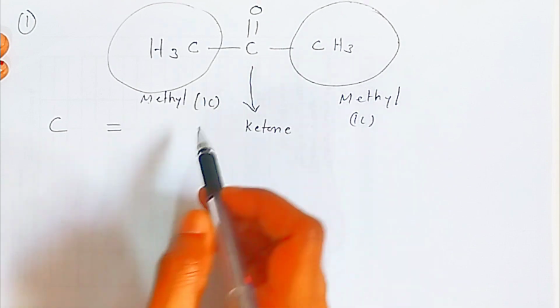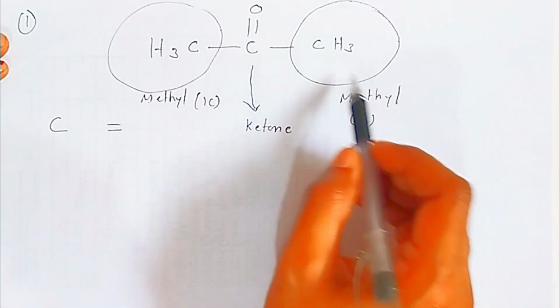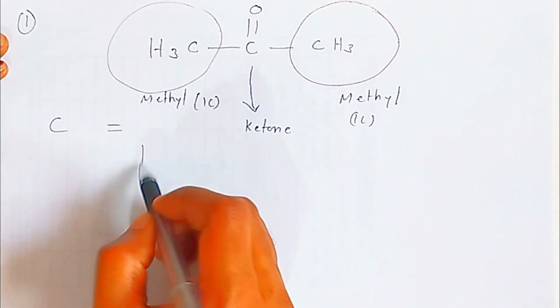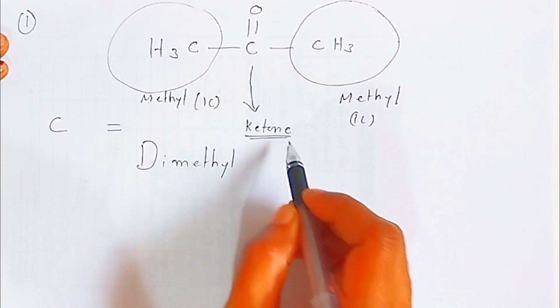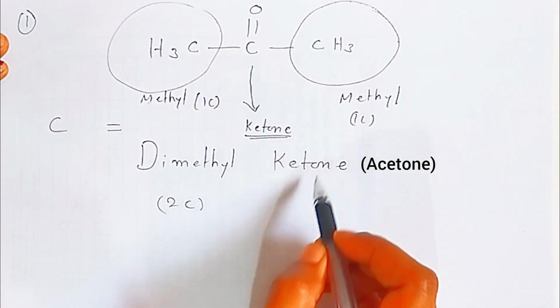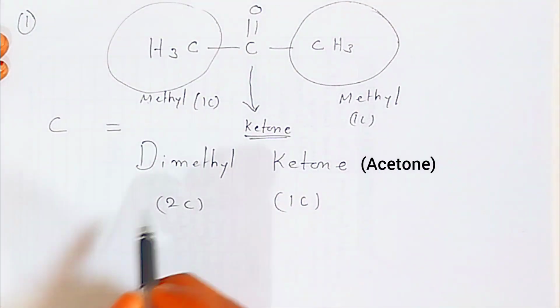Okay students, now how are you going to name it in common name? Since both valencies of this carbonyl are occupied by methyl groups, there are 2 methyl groups, so we call it dimethyl, and you have to use the word ketone. Dimethyl means 2 carbons and the ketone means 1 carbon. So this 3 carbon molecule is called dimethyl ketone. In common name we are going to name it like this.